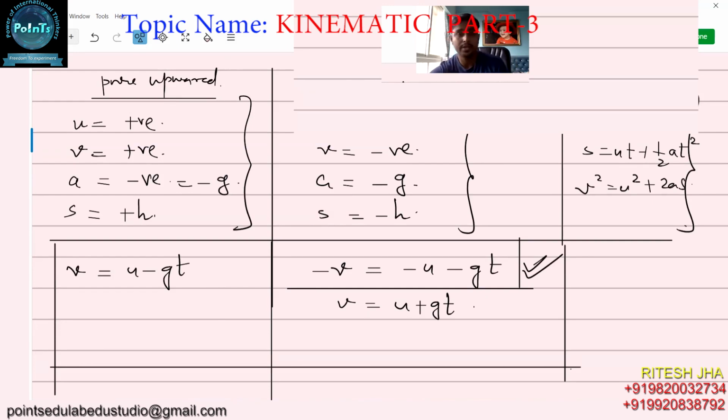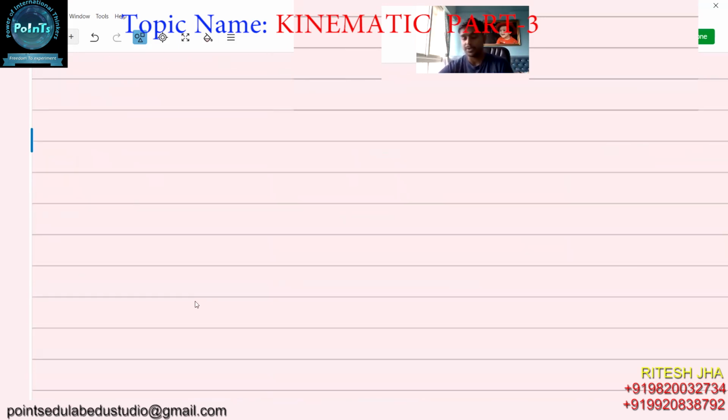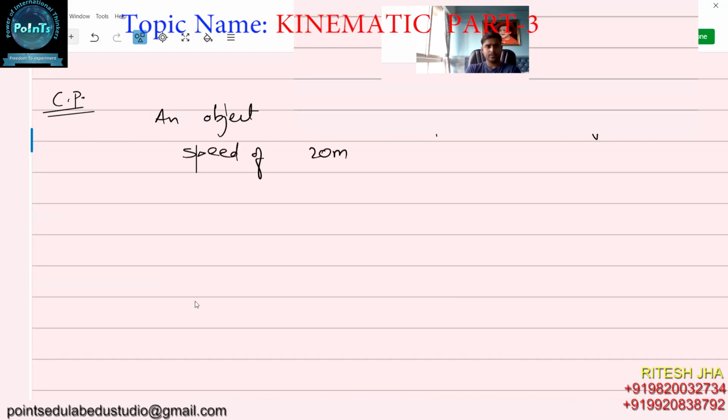All right, so here is a question. I'm giving you first a simple question, and then we'll increase the complexity. The very first question: an object is launched vertically upward with a speed of 20 meters per second. Calculate the maximum height. This is the first thing.